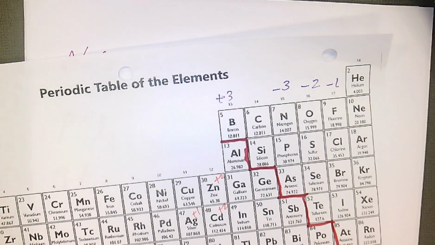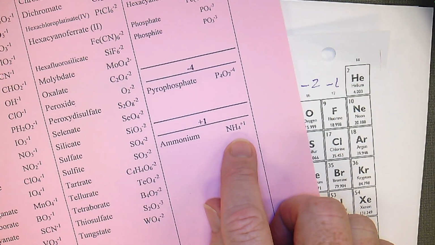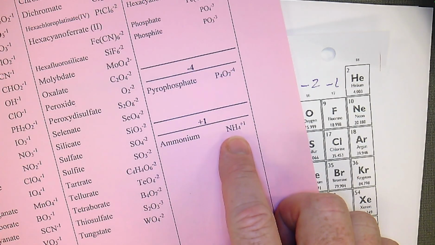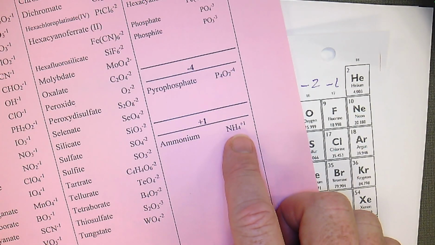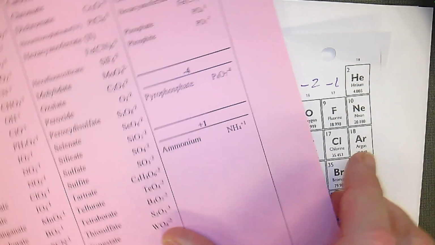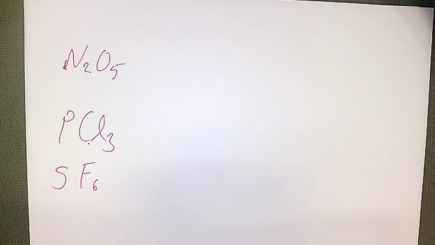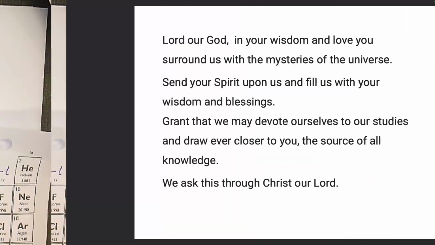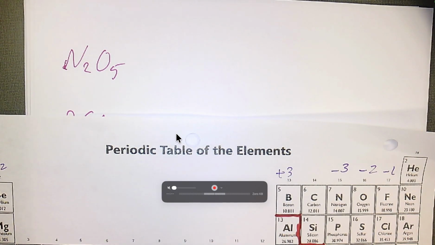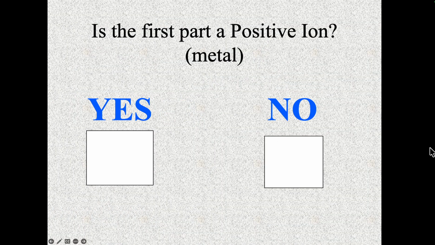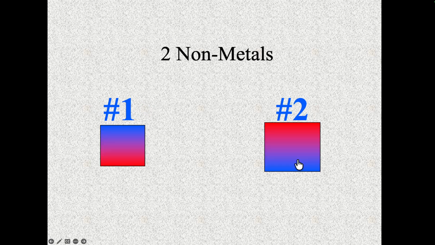If it's N and then H4, like we saw yesterday, H4 is a positive polyatomic ion. It's our only positive polyatomic ion. But is N followed by H4? No, it does not. All right, so we're going to say no. Then it's two nonmetals have two names.